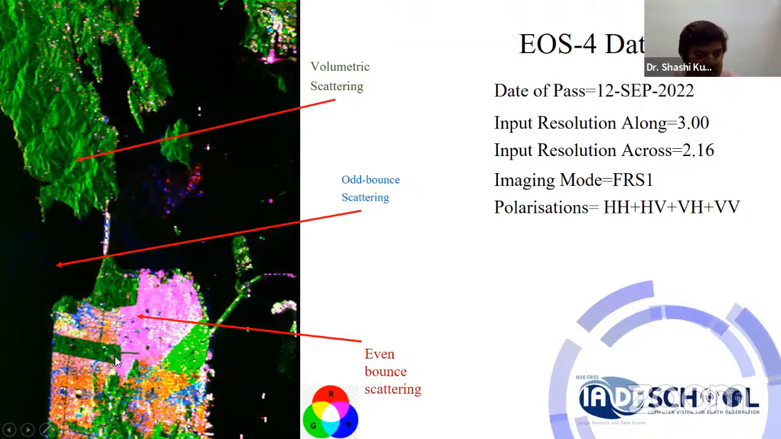And here you can see there is a park area. So if I am not wrong, this is a park only, because in the Google Earth image, this is appearing as a park.